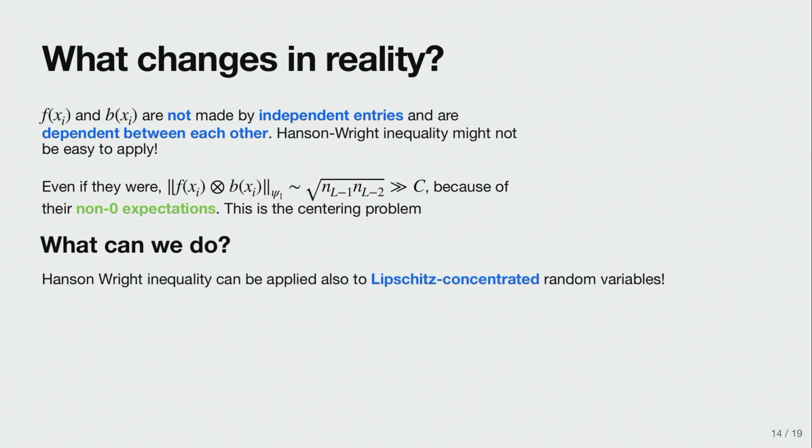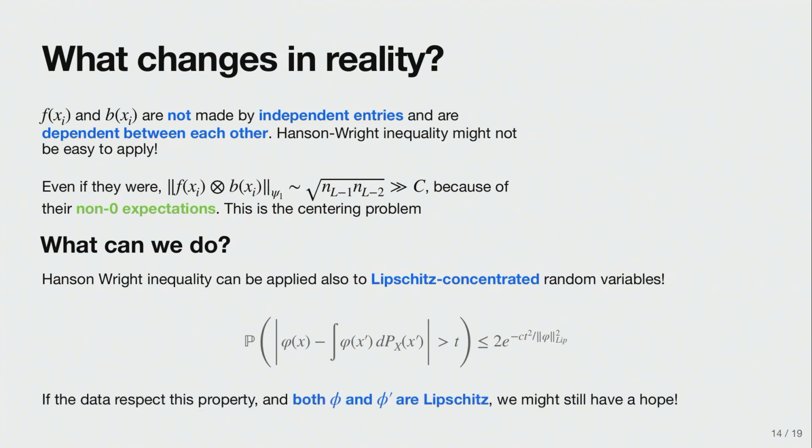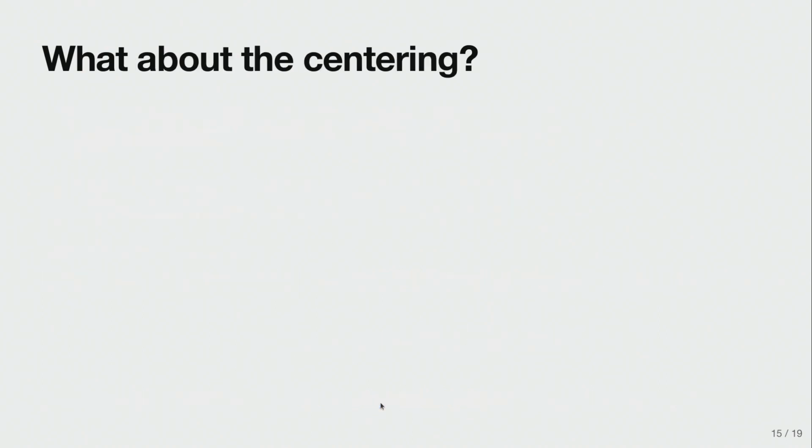First of all, instead of sub-Gaussian input data, we can work with Lipschitz concentrated random variables, because there is a more generalized version of the Hanson-Wright inequality that allows us to use a little bit stricter family than sub-Gaussian, but where we can relax the fact that the entries are independent of each other. And to use this for our feature and backpropagation maps, we would just have to assume that the activation function is smooth. So this is the first assumption we use, that the activation functions are smooth.